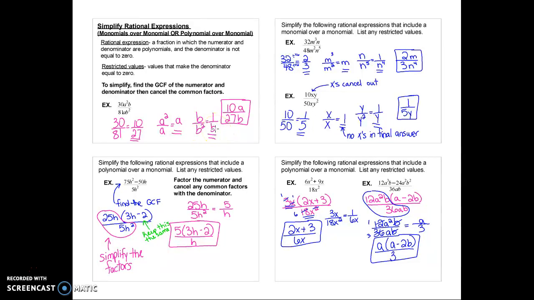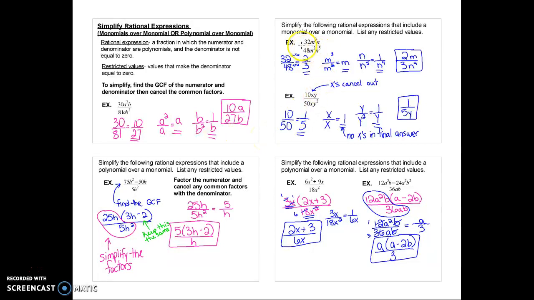Okay? Now, you have to combine all these pieces in your final answer. So your original fraction from the 30 over 81 became a 10 over 27. Then we had an a left in the numerator and a b left in the denominator. So 10a over 27b. Okay? It's just really reducing fractions when you have a monomial over another monomial.